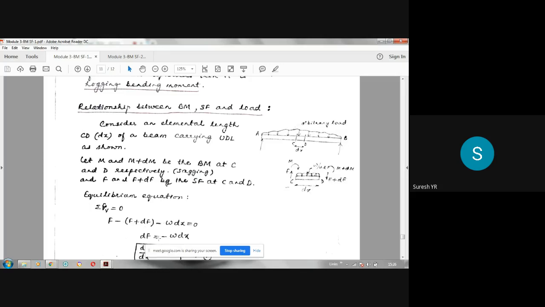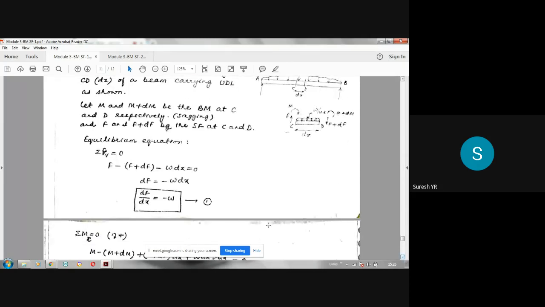So if you simplify this, F and F will get cancelled. You will be getting dF by dx is equal to minus W. So this is a very simple relationship between shear force and load. See here, F is the shear force, W is the load. So dF by dx is equal to minus W because this minus means it is acting downwards. That is why it is giving a minus W. So this is the expression for the relationship between shear force and load.